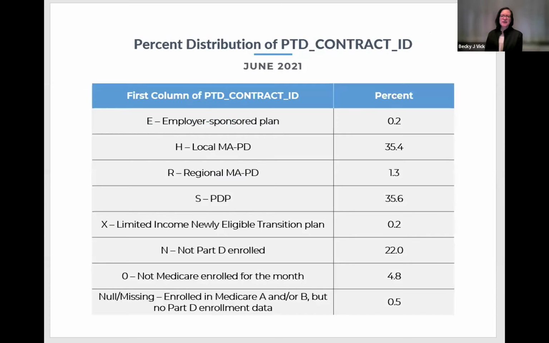Okay, anyway, so here is a distribution of the Part D contract ID from June of 2021. So 27%, you can see if you added up those values on the bottom here, 27% did not have Part D coverage at all in June of 2021. And the vast majority of those who did have Part D were in local MAPD or PDP plans.